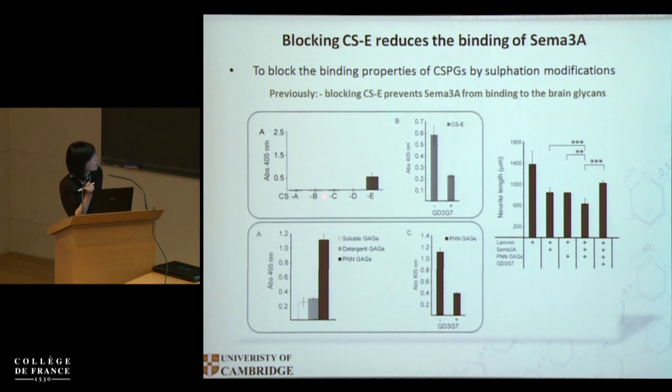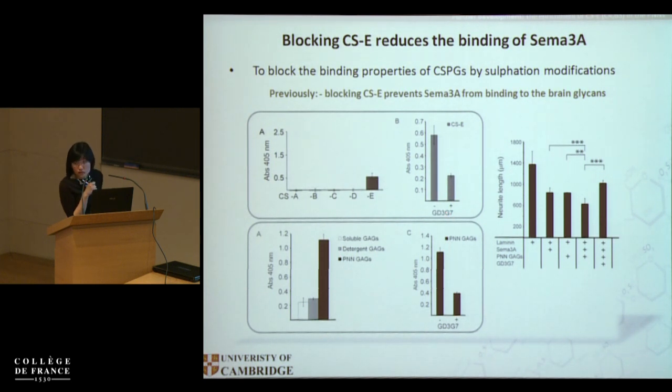What you are seeing here is an ELISA assay looking at how semaphorin binds to different chondroitin sulfates, and you can see that semaphorin 3A is binding specifically to the CSE unit. With an antibody that specifically blocks CSE, we can reverse this and inhibit the binding of semaphorin 3A from this level to around this level. This suggests that the binding of semaphorin 3A is mainly due to the presence of CSE in the glycans.